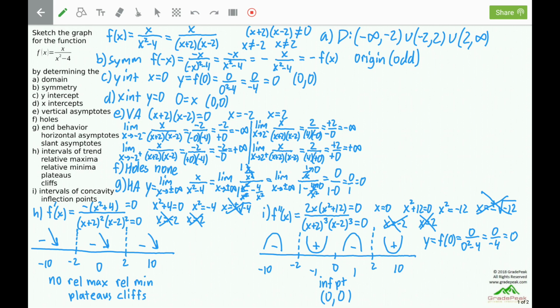X equals negative 2 and x equals positive 2, even though the concavity did change around each of those, are not candidate numbers. They are not part of the domain. They're actually vertical asymptotes.